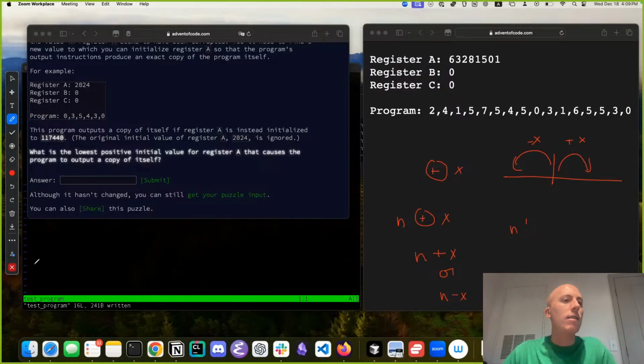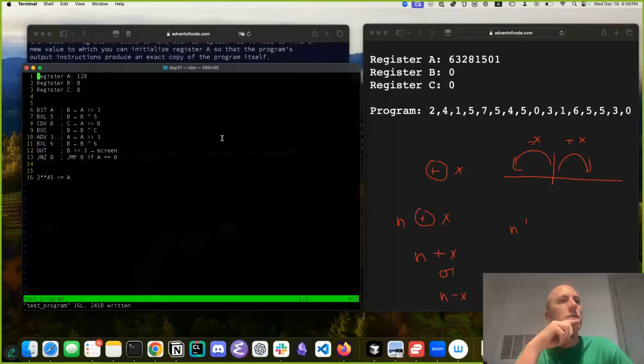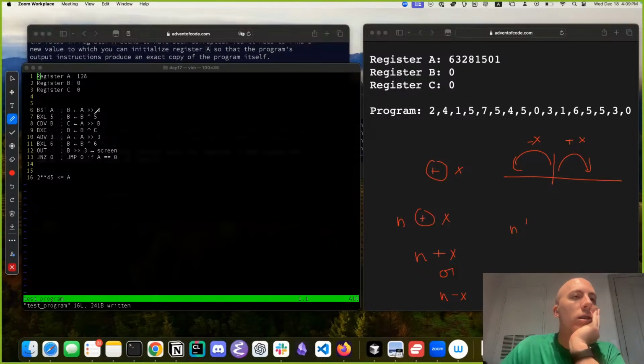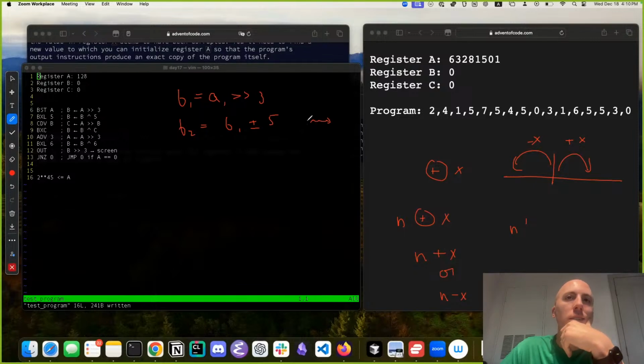So looking at this example then, you're taking b and you're XORing it with 5. Start with b1. Say b1 is equal to a over 3. And you say basically b2 is equal to b1 plus or minus 5. It's like we're just shifting it to the left or to the right by 5 a little bit.